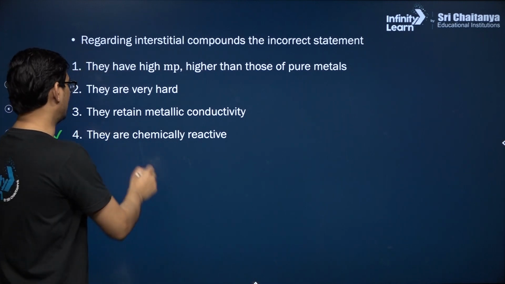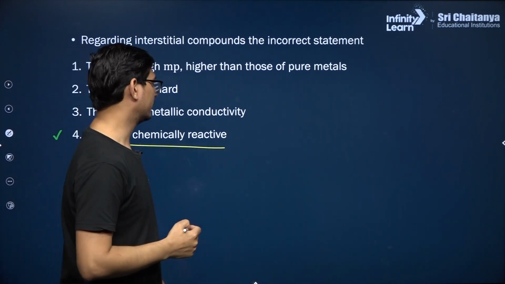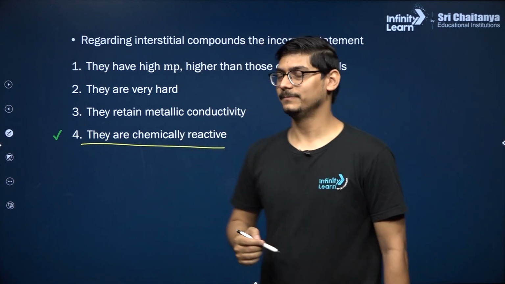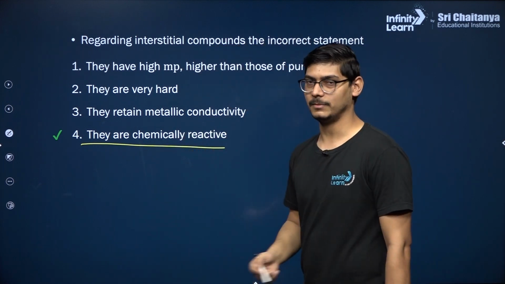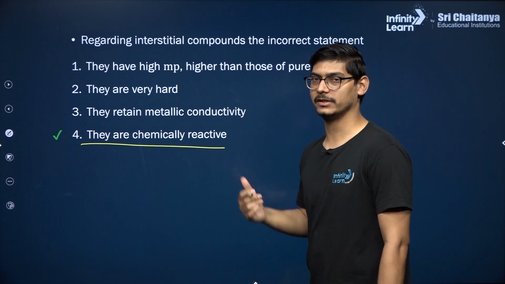Regarding interstitial compounds, which statement is incorrect? They are chemically inert actually. The others are correct, but they are not chemically reactive, they are less reactive than the original metals.